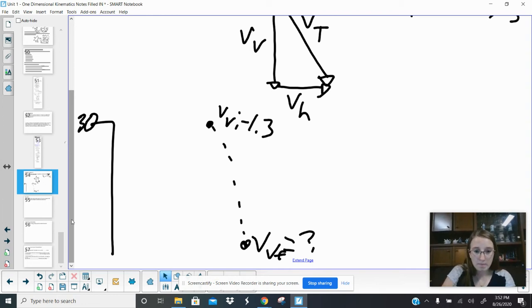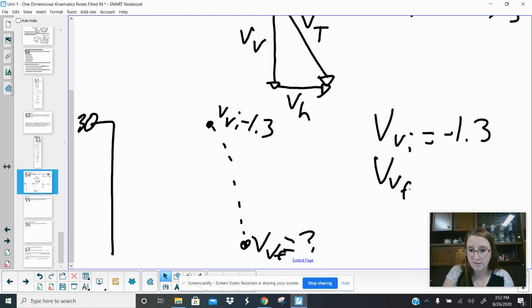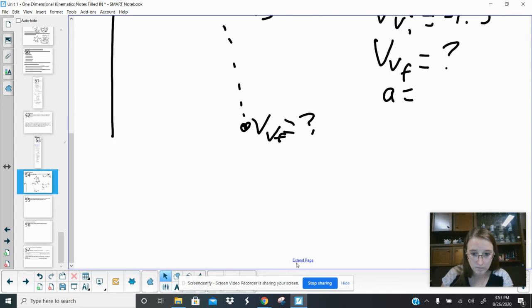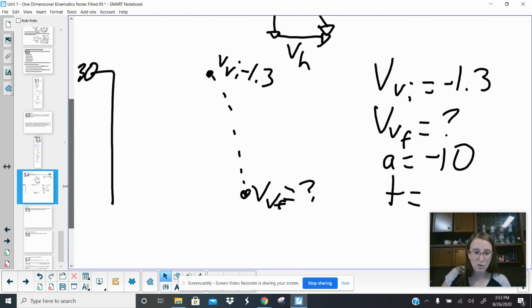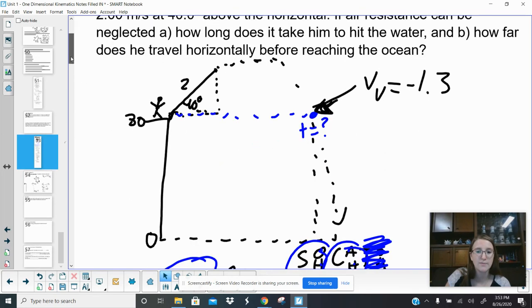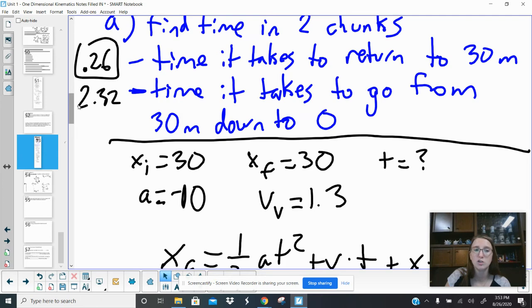So let's lay out what we know. Once again, we have these two things. We have that our initial vertical velocity is negative 1.3. We're trying to find our final vertical velocity. We know our acceleration is negative 10 because it's pulling us downwards. And we know the time because we found that. We found how long it took to drop right here. So looking back to that problem, just the time from these 2 points, not the entire time, we found to be 2.32.